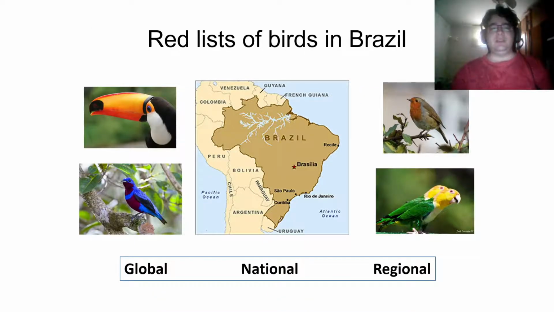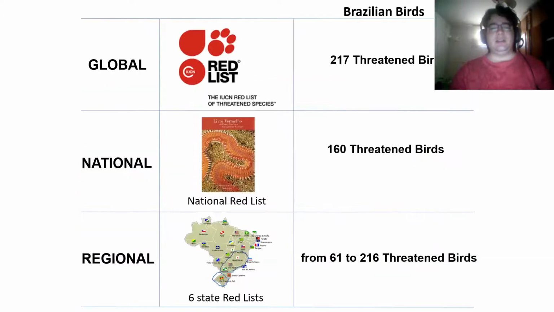And we have different red lists of birds in Brazil. We have a global one, which is the IUCN, the national red list, and the regional red list. So the global red list presents 217 threatened birds. The national presents 160 threatened birds, and the regional, which are the six state red lists that we found at the time, present 61 to 216 threatened bird species.